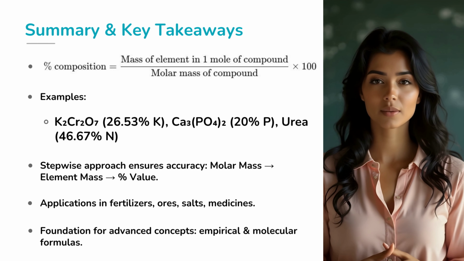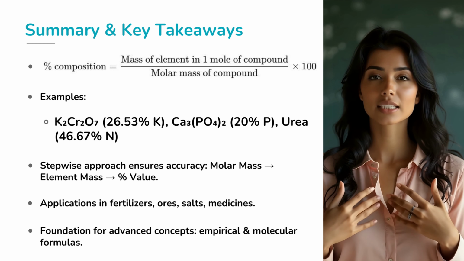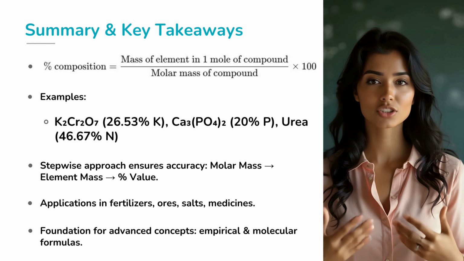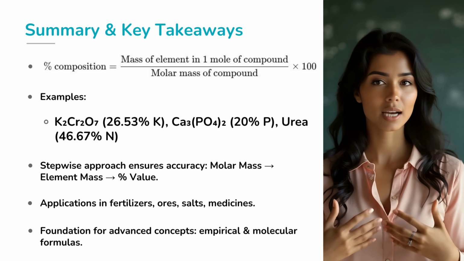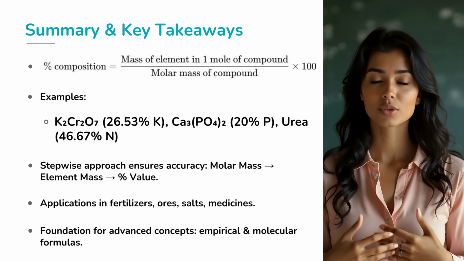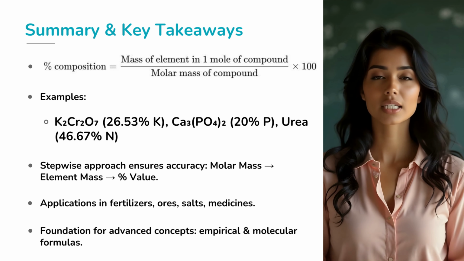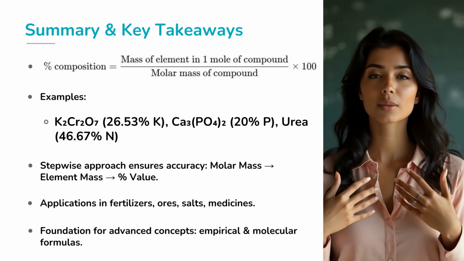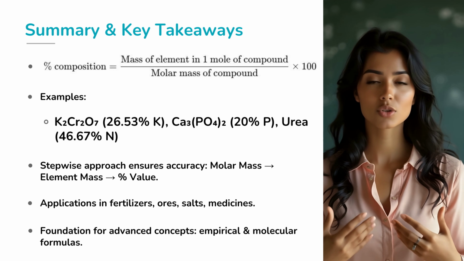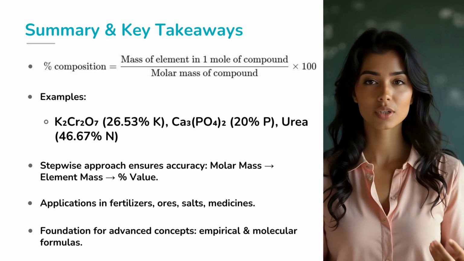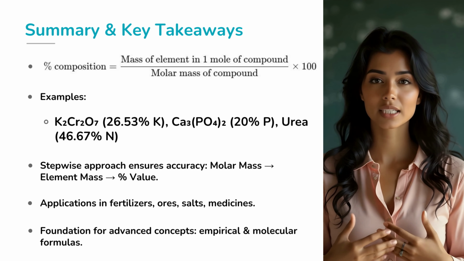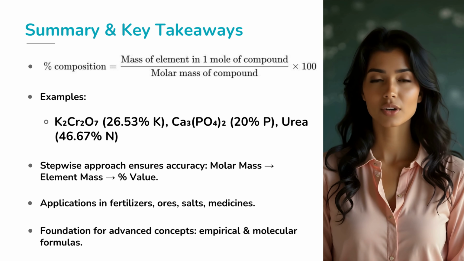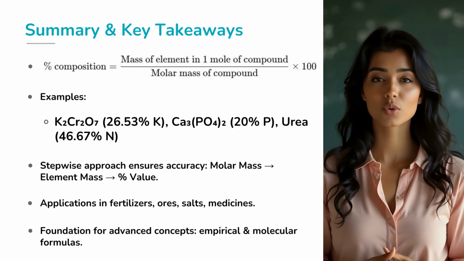So, let's wrap this up. Percentage composition is simply the mass percent of each element in a compound. The formula is straightforward: element mass divided by molar mass multiplied by 100. Step 1: calculate molar mass. Step 2: find element mass. Step 3: apply the formula. We saw potassium dichromate with 26.53% potassium, calcium phosphate with 20% phosphorus, and urea with 46.67% nitrogen. Beyond the math, its applications stretch across fertilizers, hydrated salts, ores, medicines, and more.